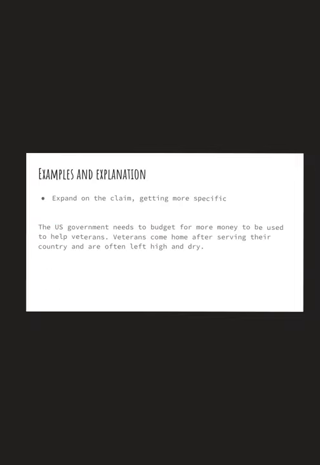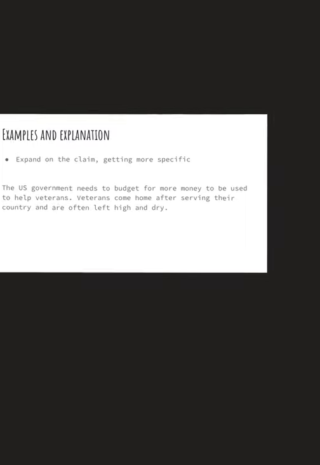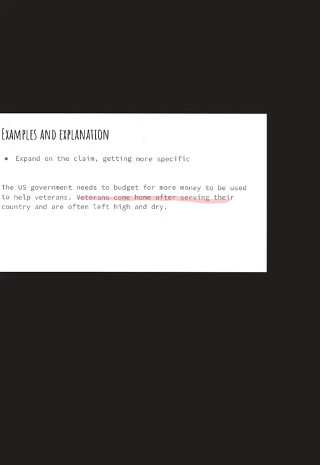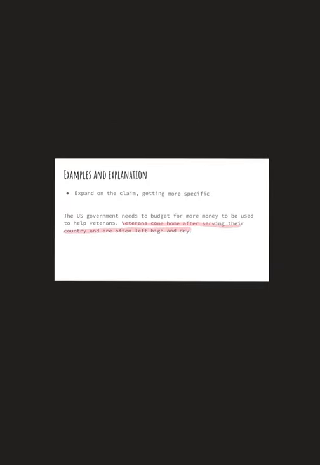Okay, so the next part of your paragraph would be an example or explanation. This is where you expand on the claim and get more specific. So I have my claim, the U.S. government needs to budget for more money to be used to help veterans. I'm going to start getting into the why. Veterans come home after serving their country and are often left high and dry. This part here is my example or explanation as to why the government needs to do this, why this is an issue, why it's worth arguing about, and why it's compelling.